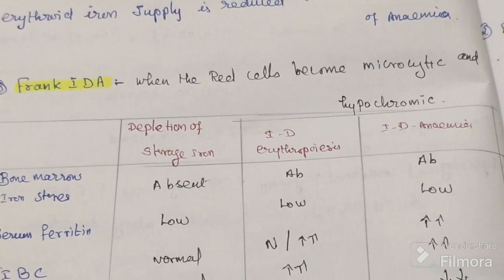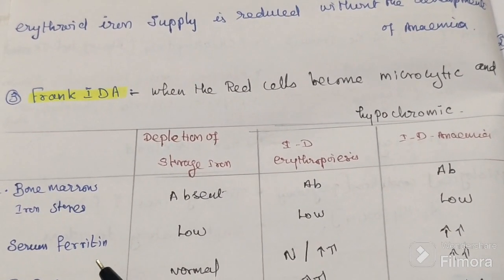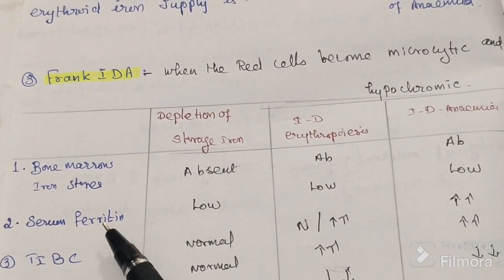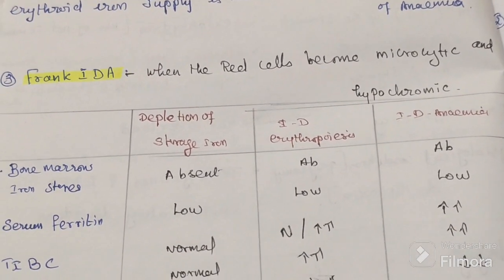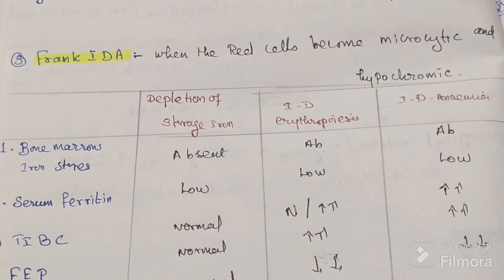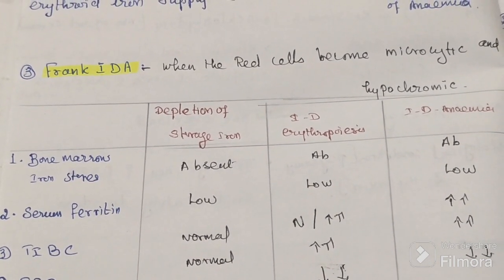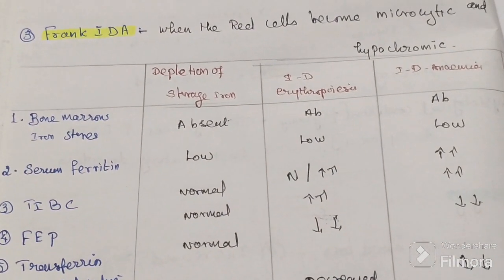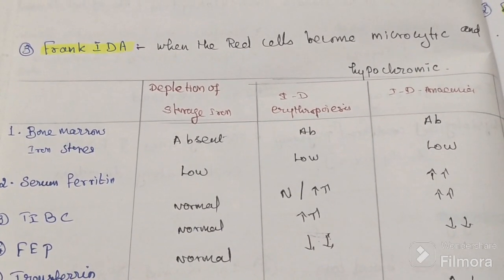In the first stage, only the serum ferritin level is low. Remaining everything is normal. So that's why we can say serum ferritin is the most sensitive and specific marker for iron deficiency anemia.